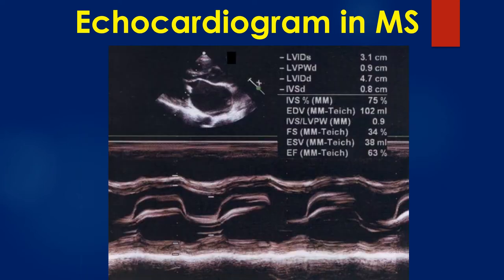M-mode echocardiogram in mitral stenosis showing the flat EF slope and paradoxical motion of the posterior mitral leaflet. Normally, the anterior mitral leaflet shows an M-shaped anterior movement and the posterior mitral leaflet shows a smaller W-shaped posterior movement. The upper panel shows the doming of the anterior mitral leaflet in diastole.